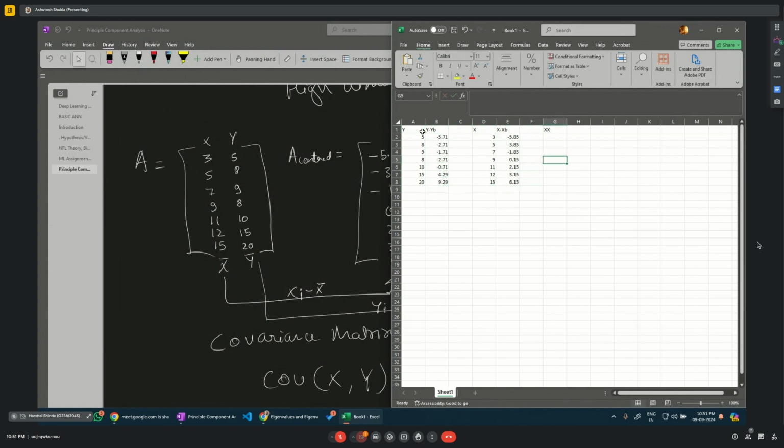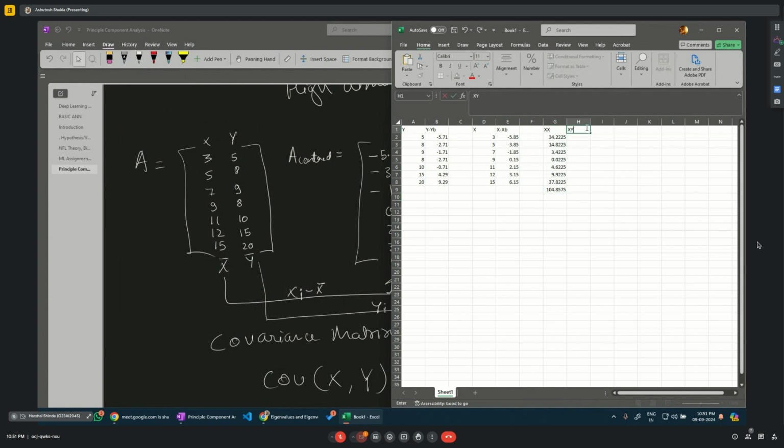This you can do with a calculator, by the way, in the exam. So xx is going to be this multiplied by this. So let's just do equals this multiplied by this. That is the square of that. And we basically also need the sum. So we'll do equals sum. That is what we need.